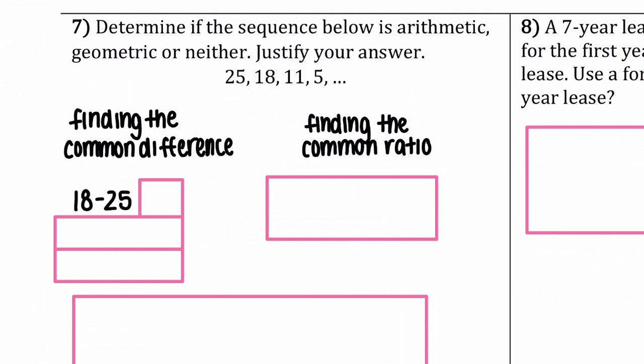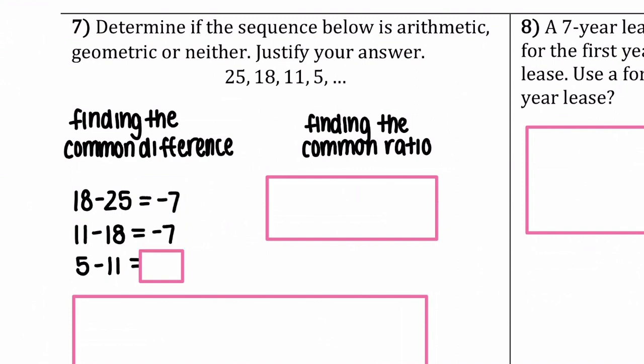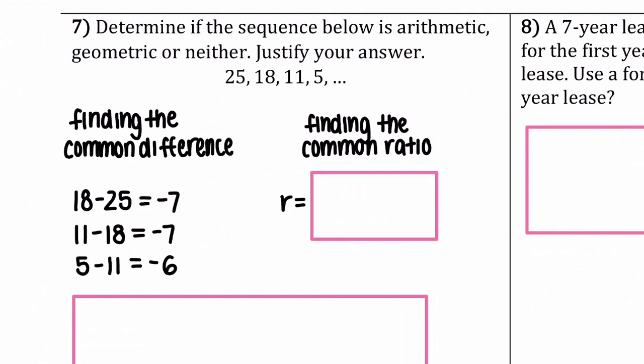So if we do all of those three operations, any term subtracted by its previous, we're going to see there's a difference of -7, -7, and -6. So again, in English it's saying -7, -7, -6. So the moment that one of them is different, automatically we know there is no common difference and it's not arithmetic.